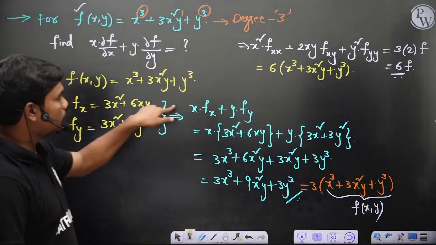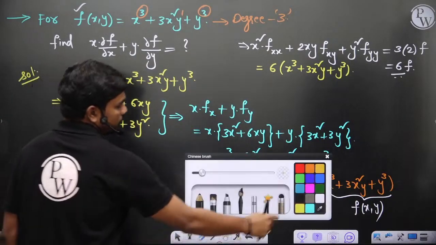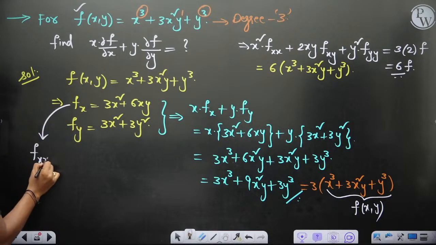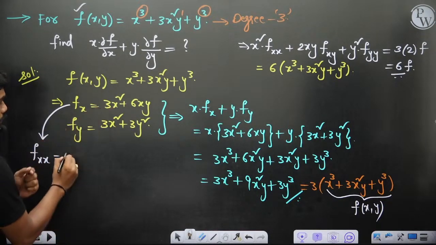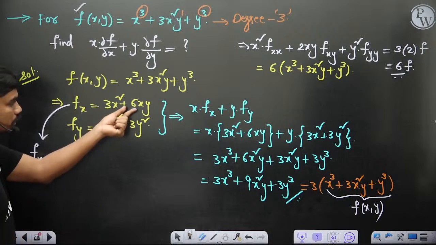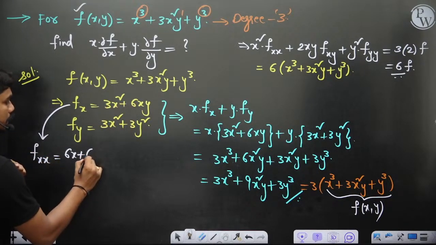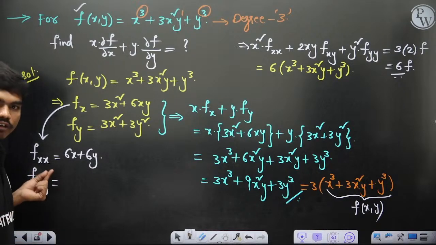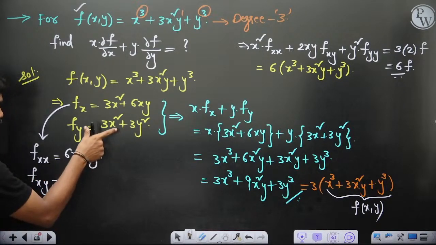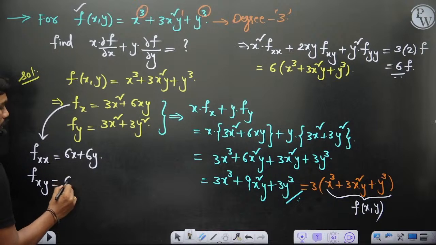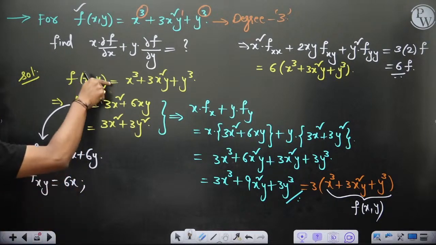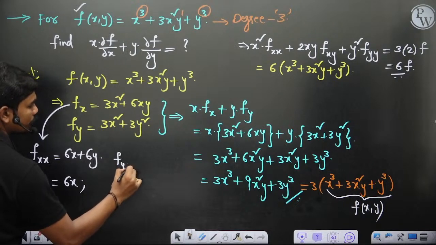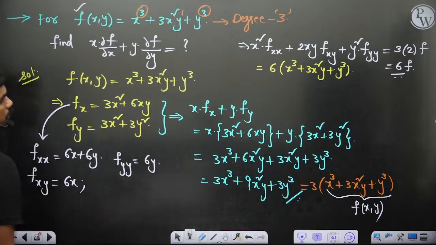Let's check whether you are getting that answer or not. If you differentiate this with respect to x once again, fxx is the differentiation of this term, 6x plus, when you differentiate with respect to x treating all others constant, 6y. fxy, so what is fxy? Dou by dou x of dou f by dou y. You already have dou f by dou y, differentiate this with respect to x partially, so this is 6x. Or if you differentiate with respect to y partially, you would get 6x again. And fyy, which is 6y, of course.